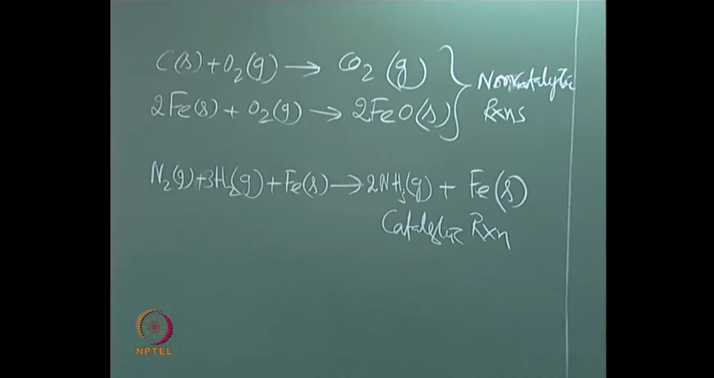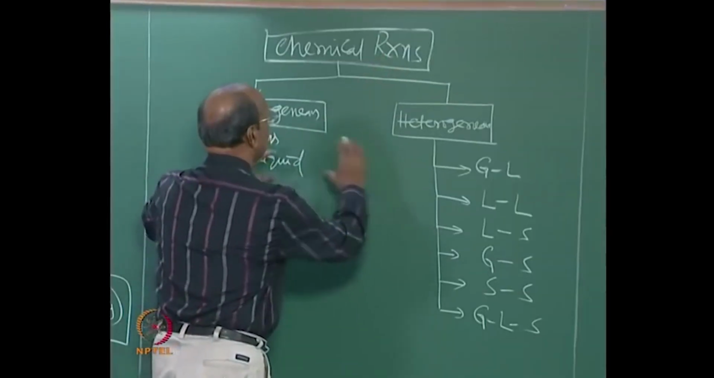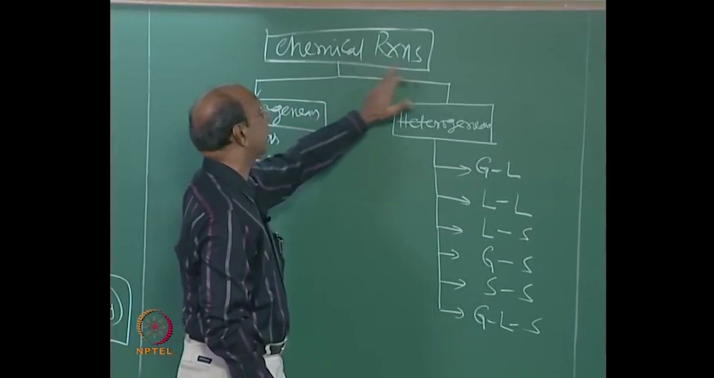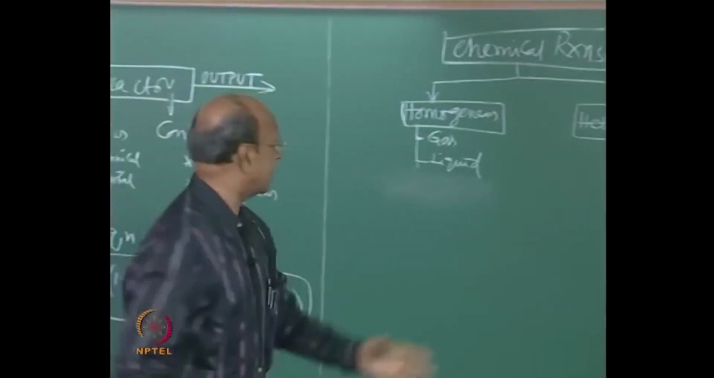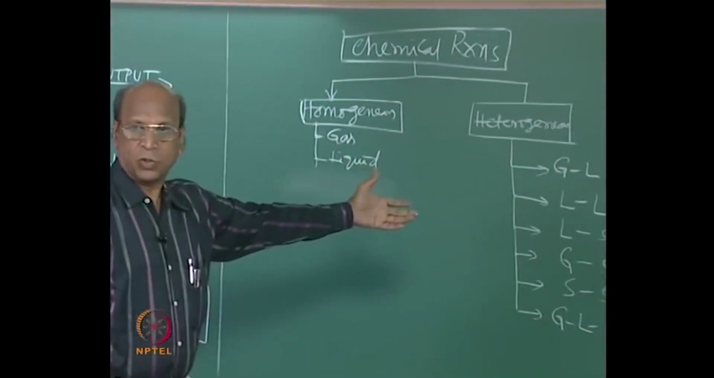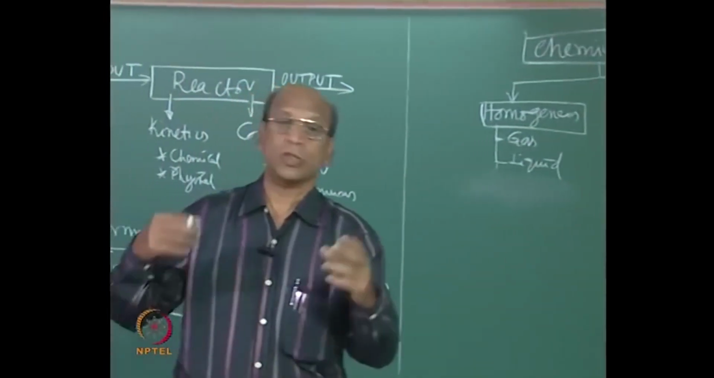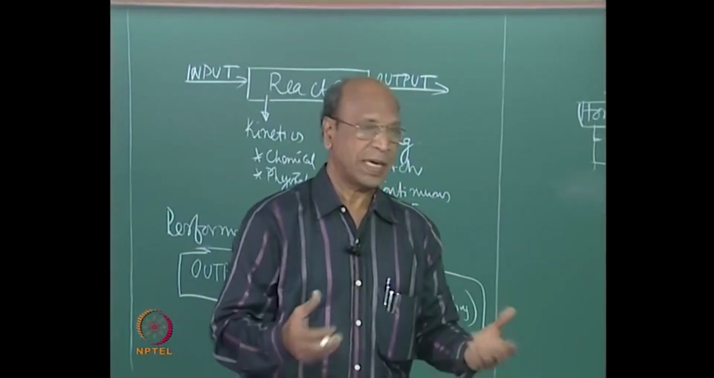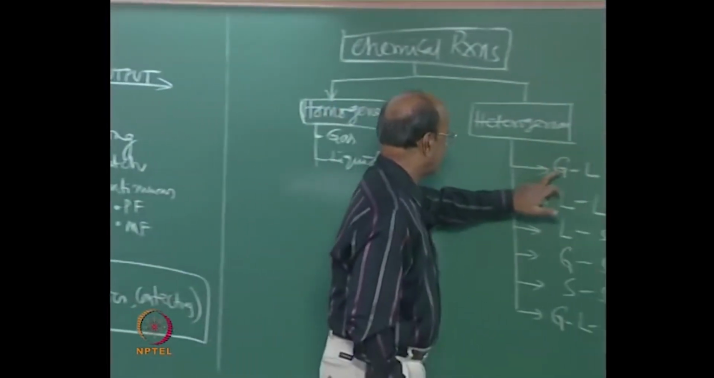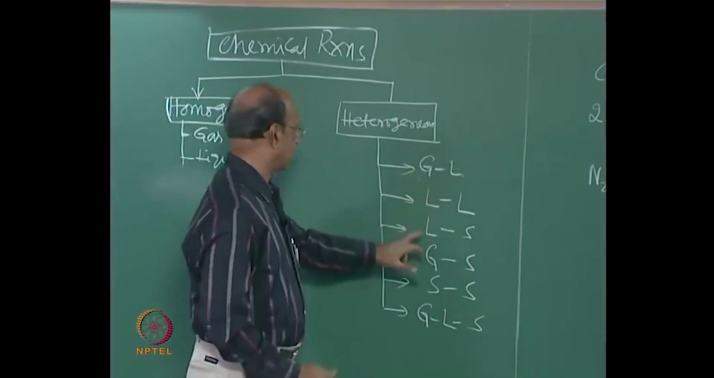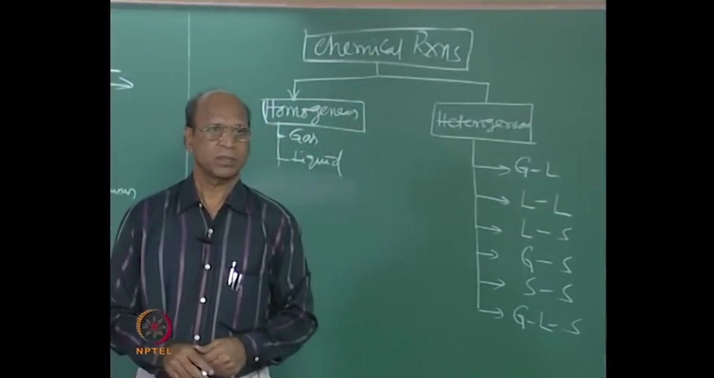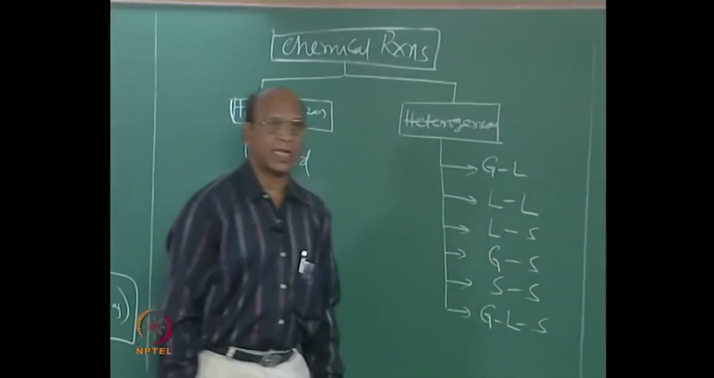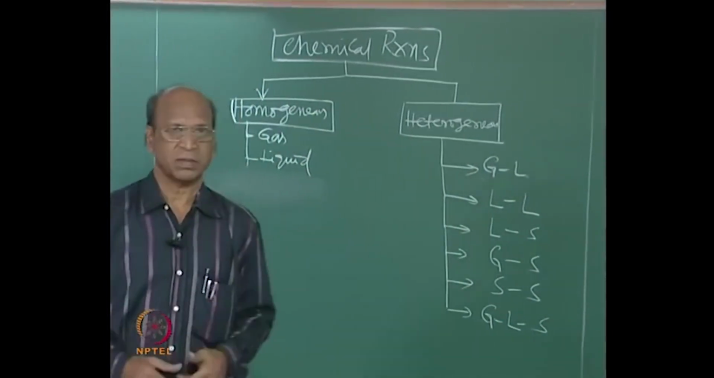And now we extend our definition. These are chemical reactions, and the same thing is duplicated if I write here chemical reactors. That means wherever these reactions are taking place, you can call them heterogeneous chemical reactors. So I may have gas-liquid reactors, liquid-solid reactors, all combinations, and this one, GLS, is called a slurry reactor.